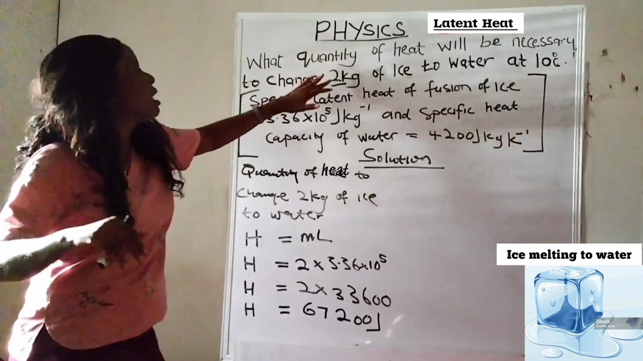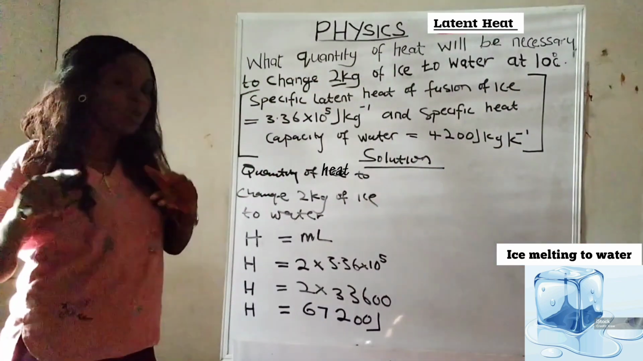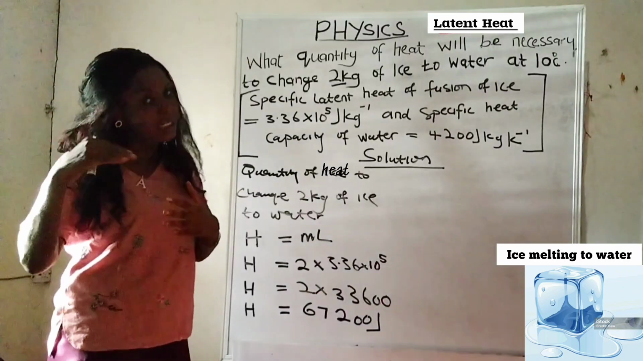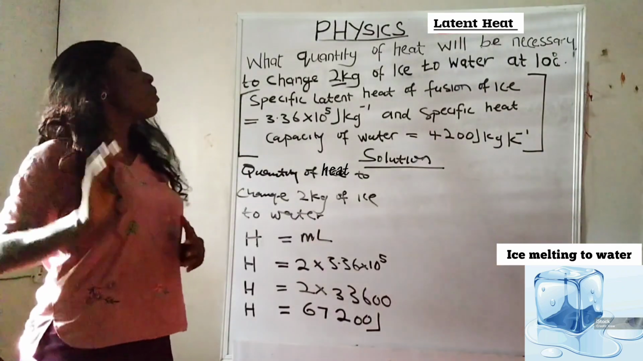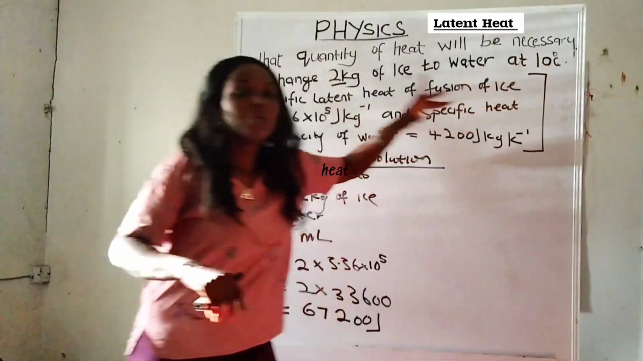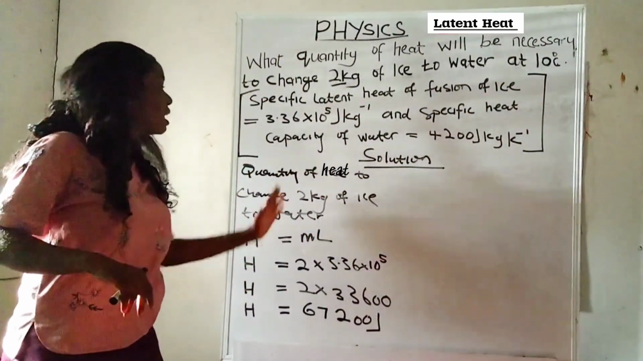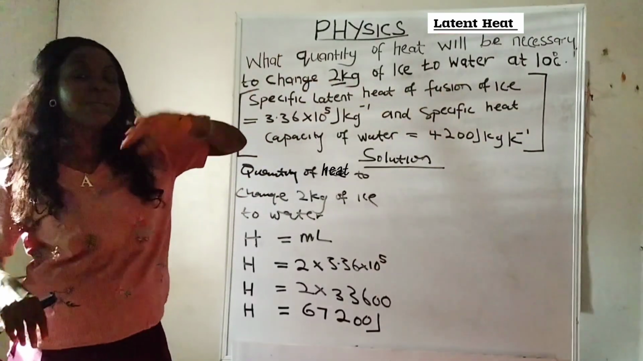So now we have melted this 2 kilograms of ice to water at the same temperature, which is the temperature of melting ice, 0 degrees Celsius. Now we'll go further to solve again, because they say 10 degrees Celsius. What we do now is increase the temperature of this melted ice, because we have melted it now to water.